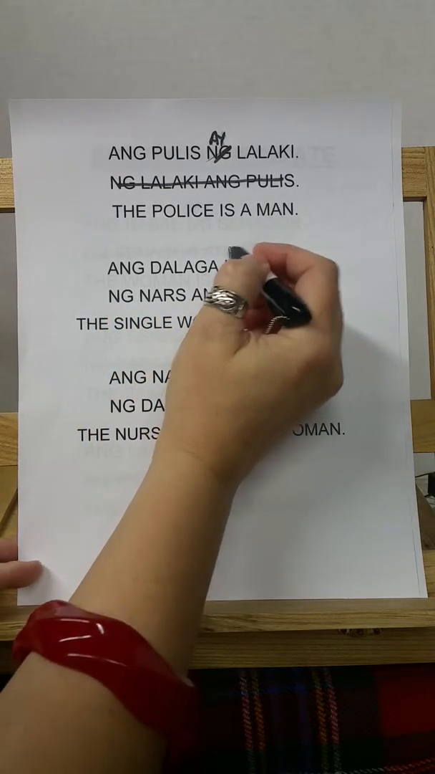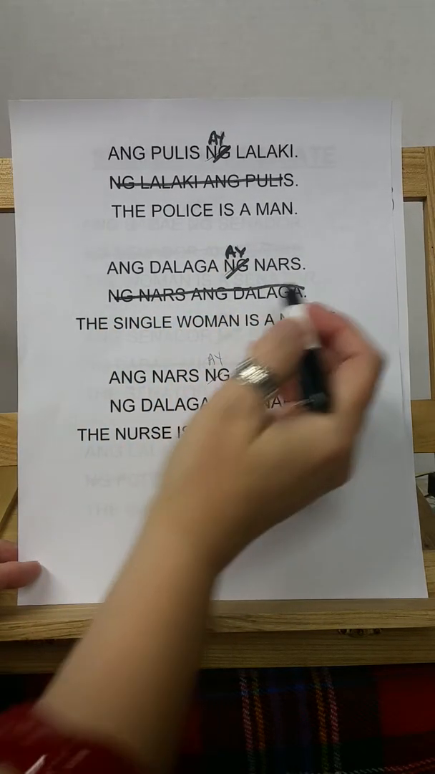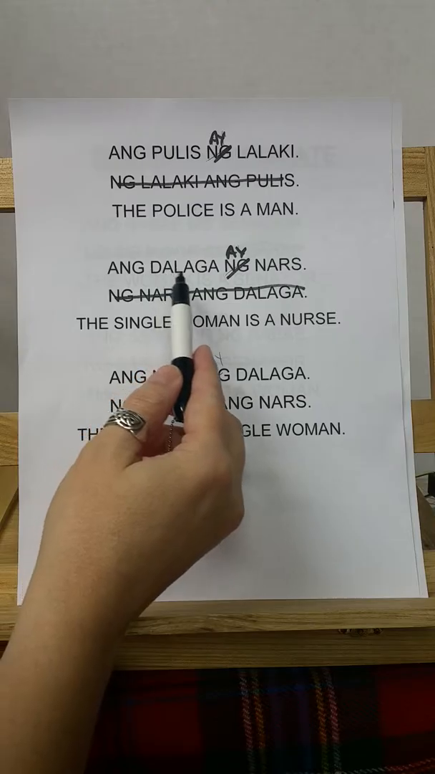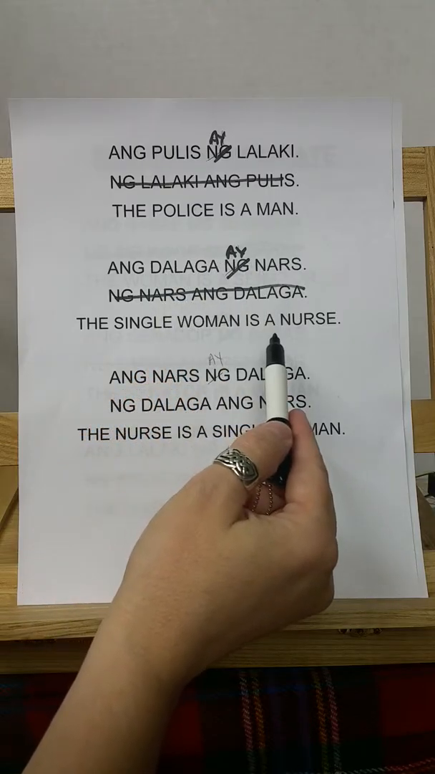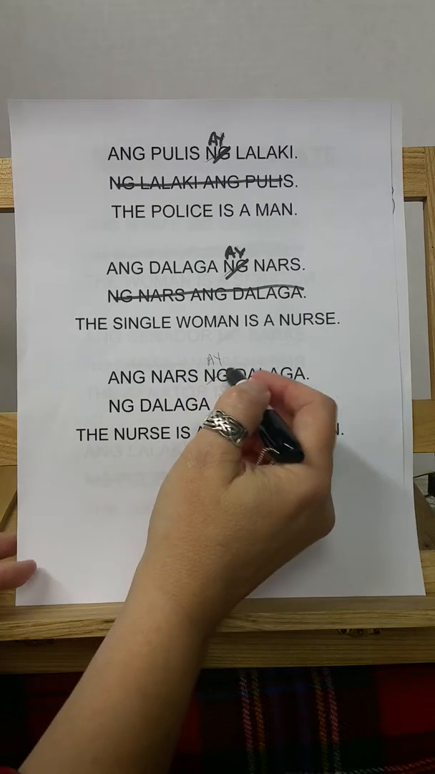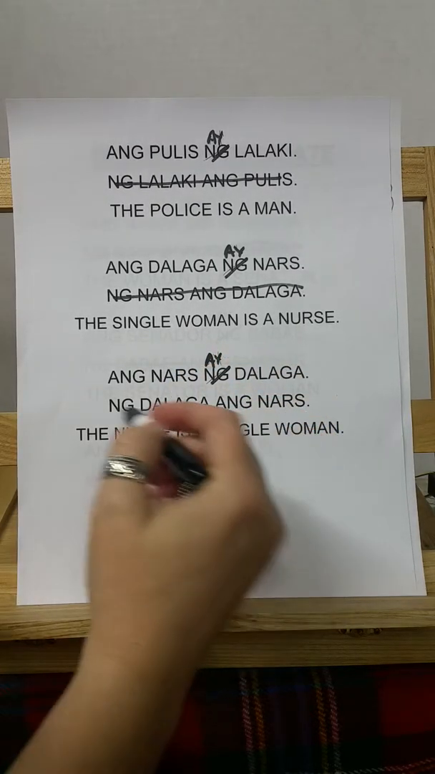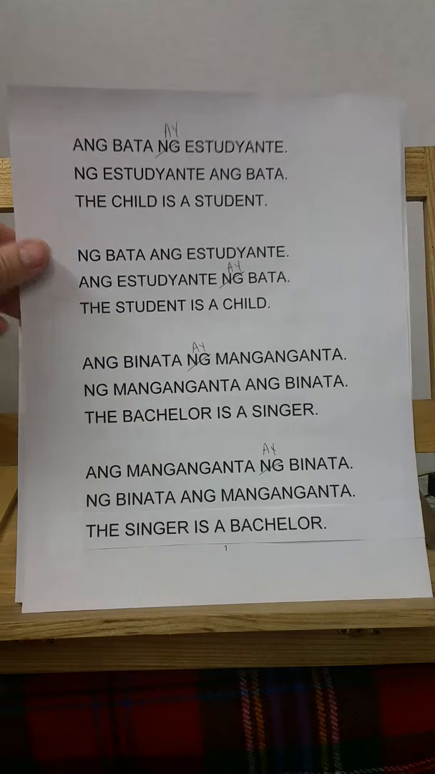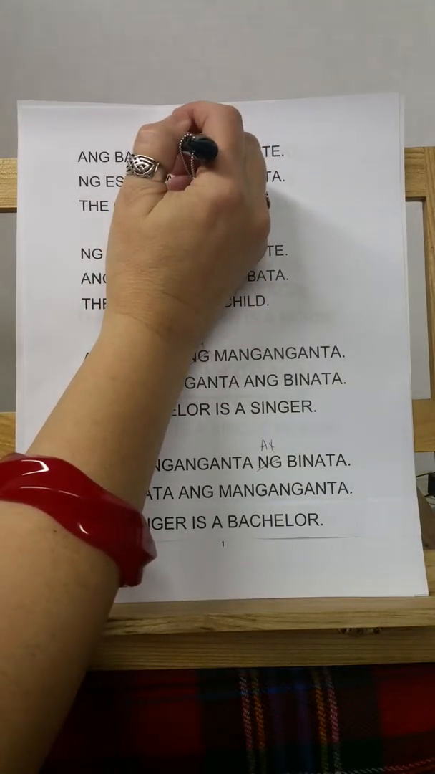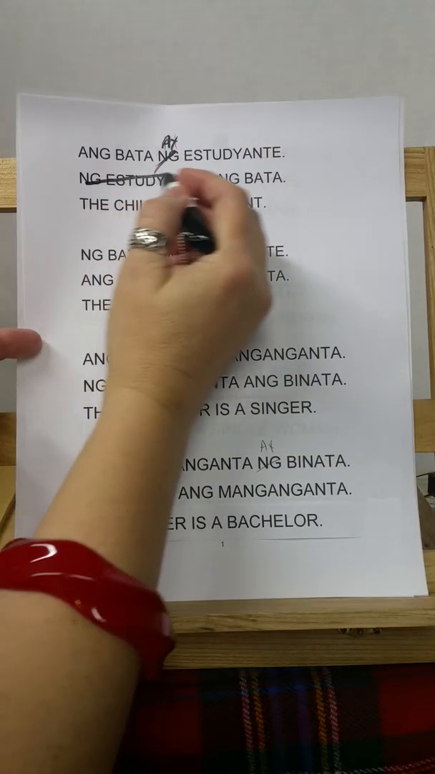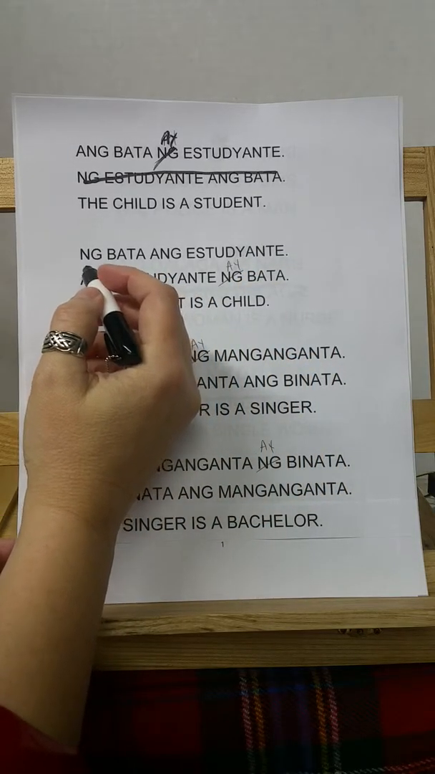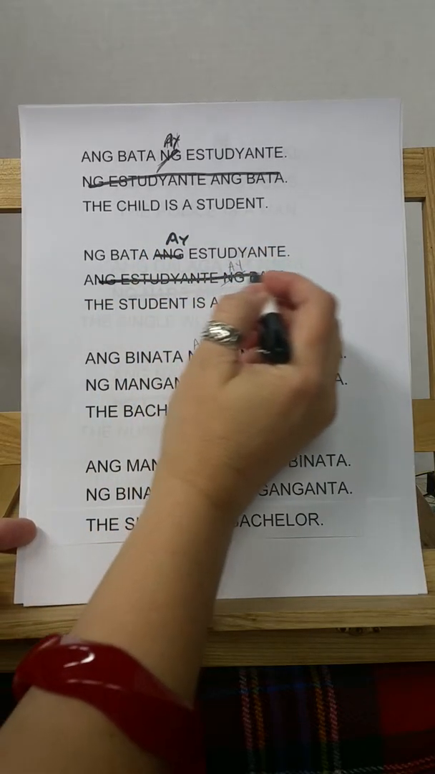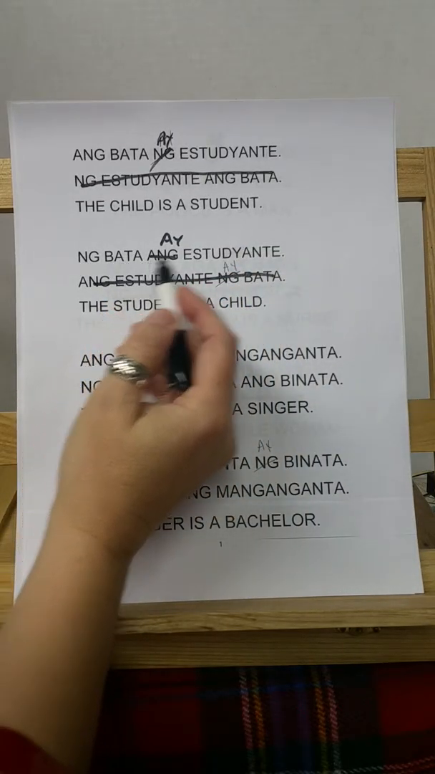Ang delega, ay, nurse. The single woman is a nurse. Delega is a single woman. So, ang delega, ay, nurse. The single woman is a nurse. Ang nurse, ay, delega. The nurse is a single woman. Ang babae, ay, estudiante. The child is a student. Ang bata, ay, estudiante. The child is a student.